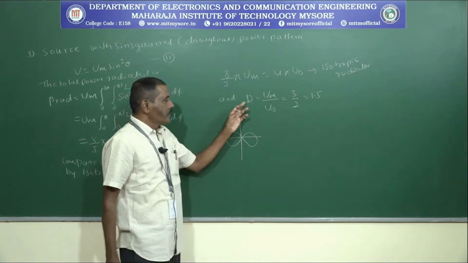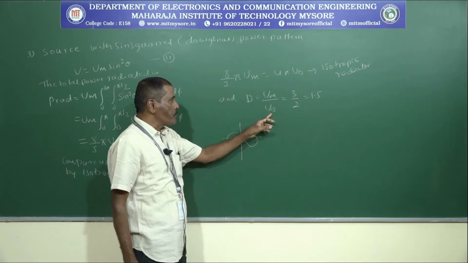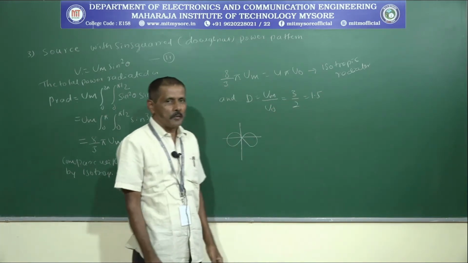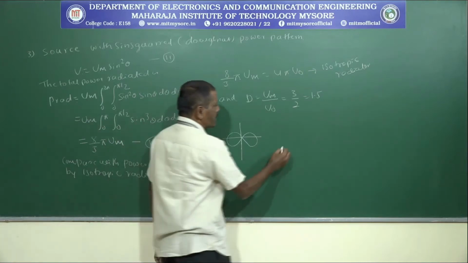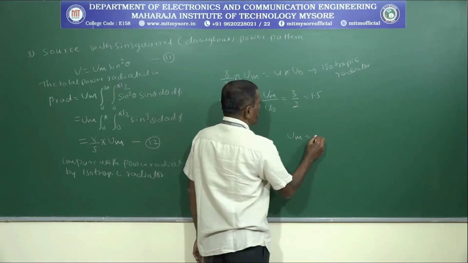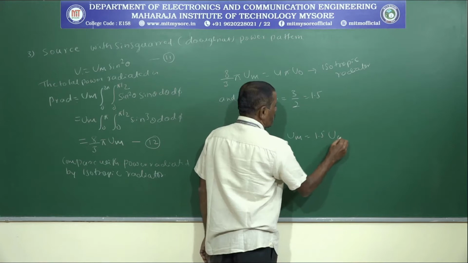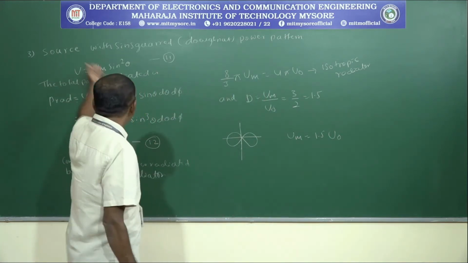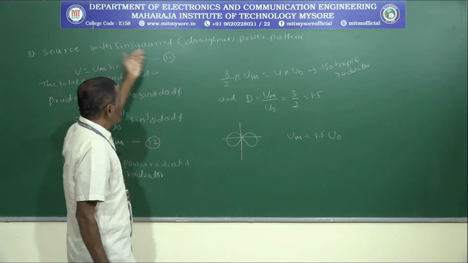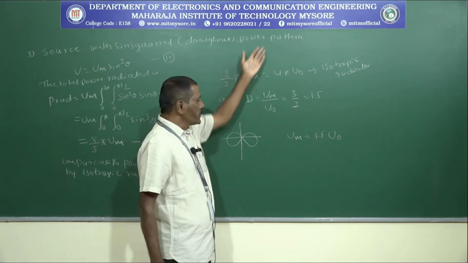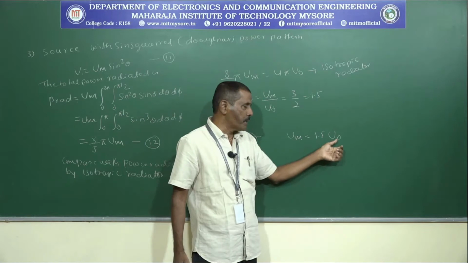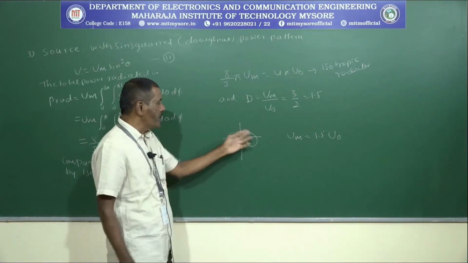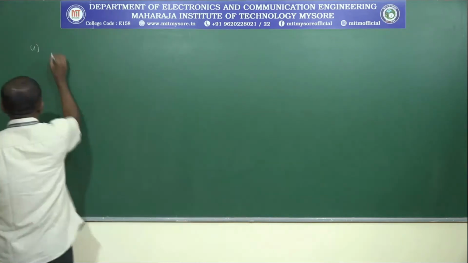Then directivity D is equal to Um divided by u0, this is equal to 3 by 2, going to be 1.5. This indicates that Um is equal to 1.5 times of u0. What it indicates that the power radiated by a sine squared source is equal to 1.5 times of the isotropic radiator, and for the sine squared the radiation pattern is like this.